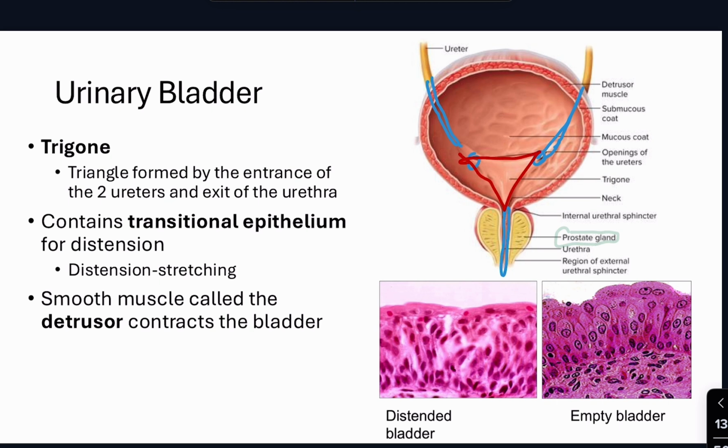Pyramids are going to be in the kidney, excuse me. Okay.